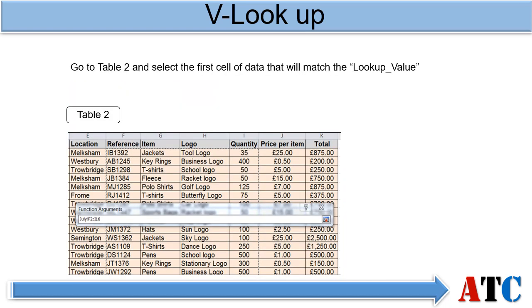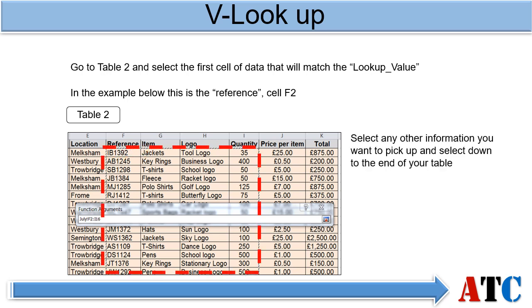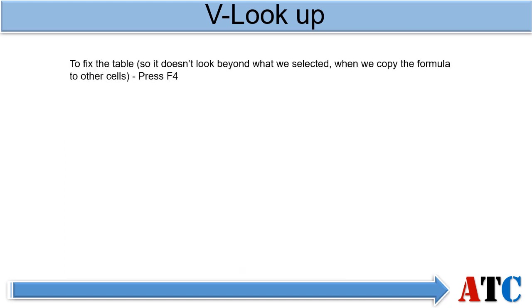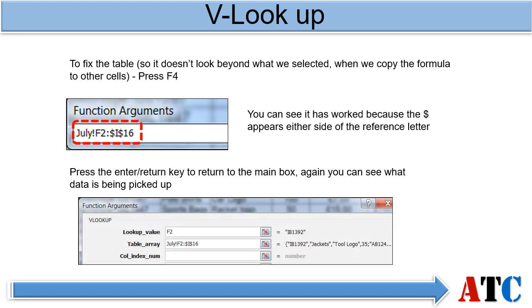Go to table 2 and select the first cell of data that will match the lookup value. In the example below, this is the reference in cell F2. Select any other information you want to pick up and then down to the end of your table. To fix the table so it doesn't move when we copy the formula to other cells later on, press F4. You can see this has worked because the dollar signs appear either side of the reference letter. Once you've done that, press the return key to return to the main box.